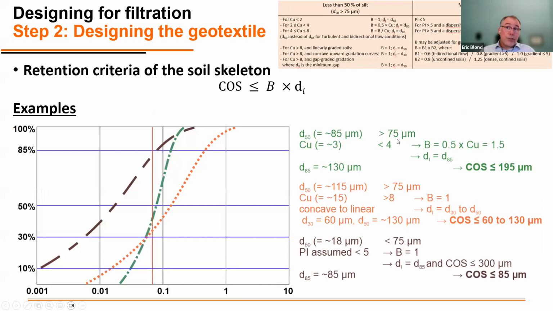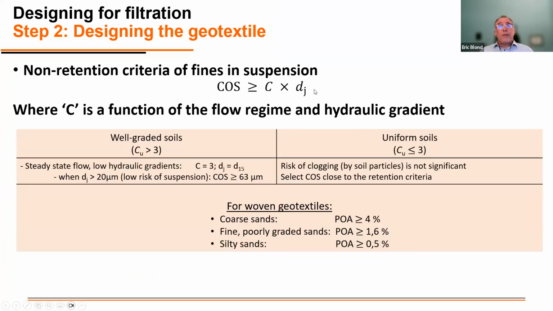So voilà, I'm not going to go through the detail, and I see that the time is running. So I'm going to skip the example as well and go directly. This is going to be in the slides you will have available. Non-retention criteria is going to be where the opening size must be greater than a constant times an indicative diameter of the soil.